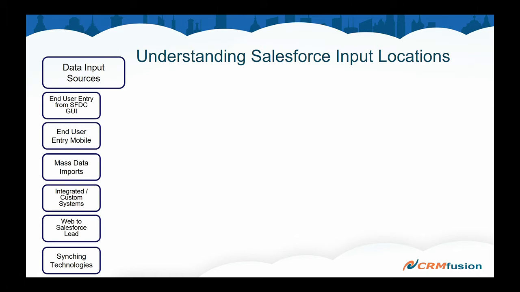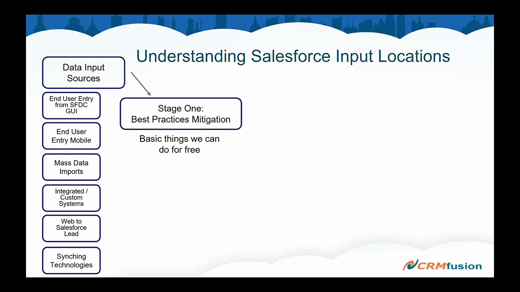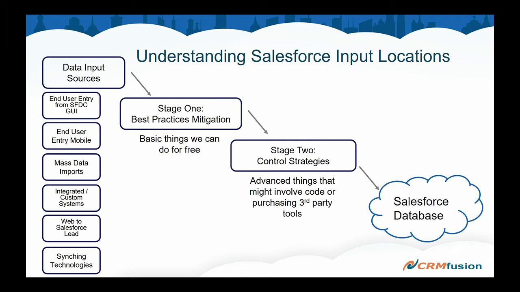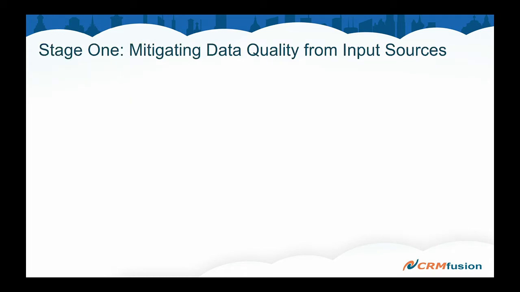I want to review these 6 ways 2 different times. The first stage is things we can do to mitigate this problem. By mitigate, I mean just try to avoid it. Things we can do easily, things we can do cheaply, maybe even for free. Best practices that we can do to try to keep that data out of there. After that, we're going to talk about control strategies. Things us system admins can do literally to drop the hammer and stop these things from happening all before they get to the database. Let's talk about mitigation.